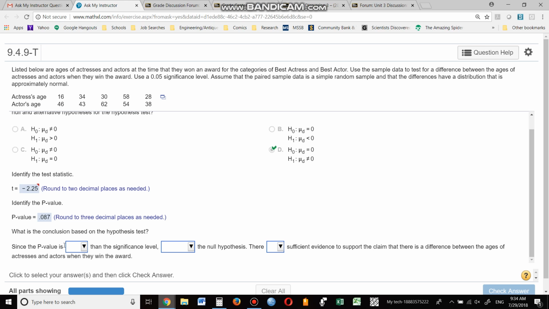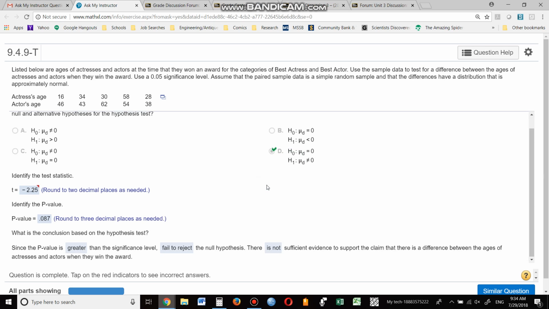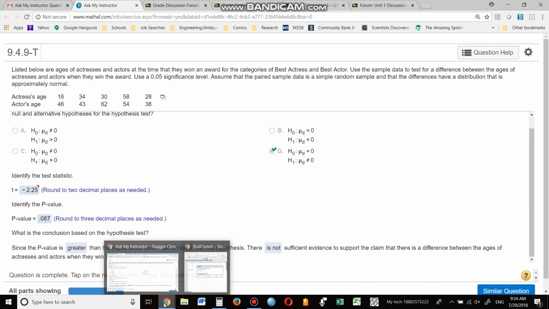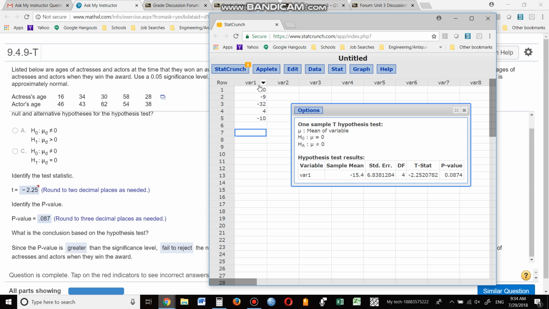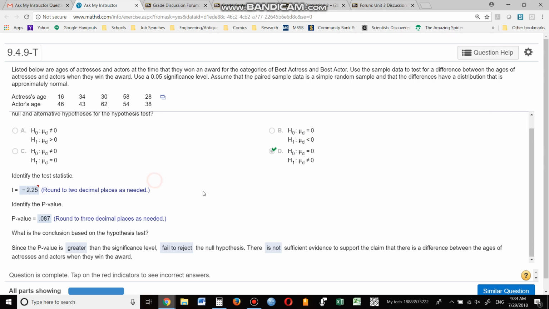Okay? So, since the p-value is greater than the significance level, we will fail to reject the null. There is not sufficient evidence to support the claim that there is a difference in the ages. Okay? So even though these differences look huge, statistically speaking, there is no difference.